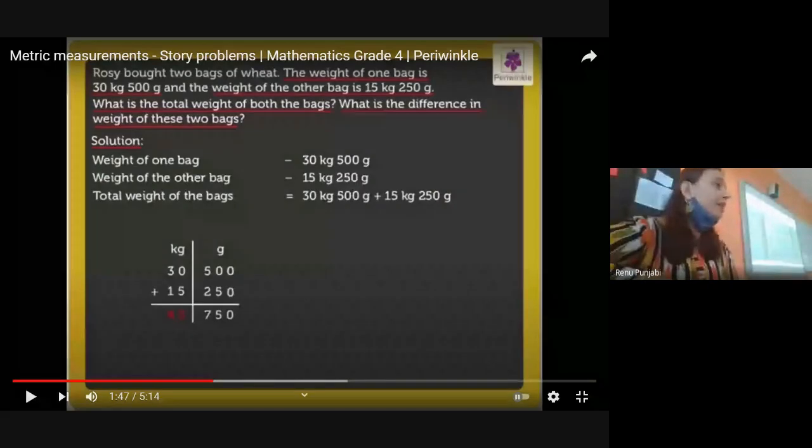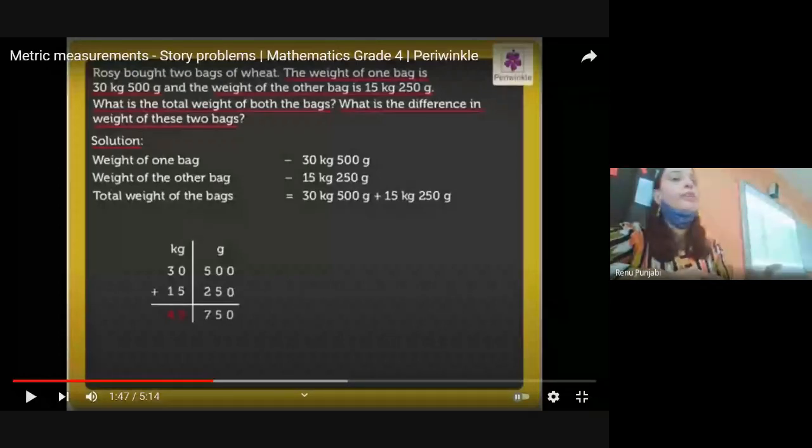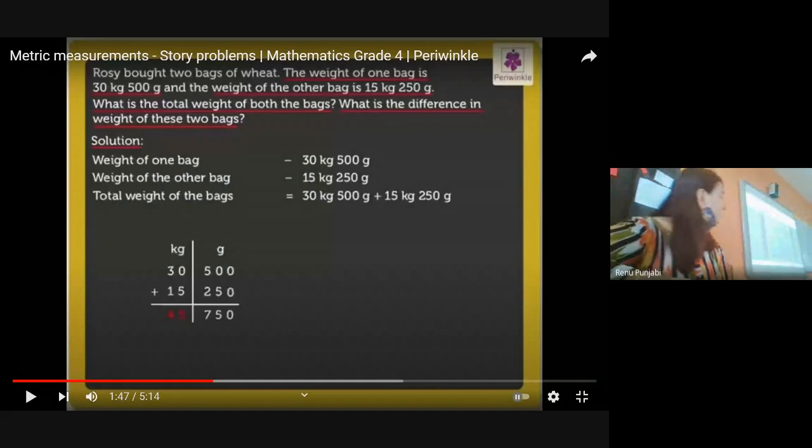The main thing in a story problem is that you need to learn how to write the statement. Please remember, the statements are in the story problem only. What is given to you is based on your initial statement. The first given thing is the weight of one bag, the second is the weight of the other bag, and what you have to find out is the total weight of both the bags. Am I clear? Done, everyone?